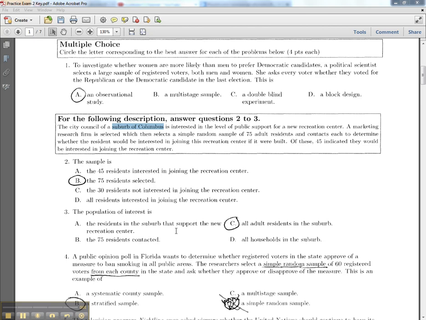This is number 2 and 3 for the practice exam, for exam number 2 that's coming up. I'm going to read the top right here. It says, for the following description, answer questions 2 to 3.